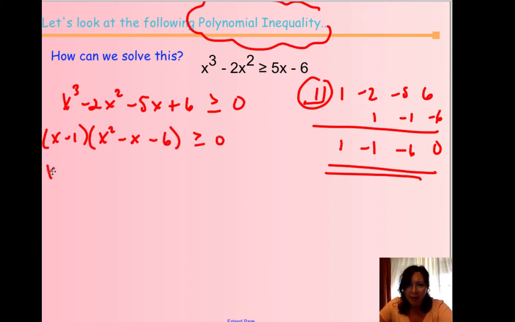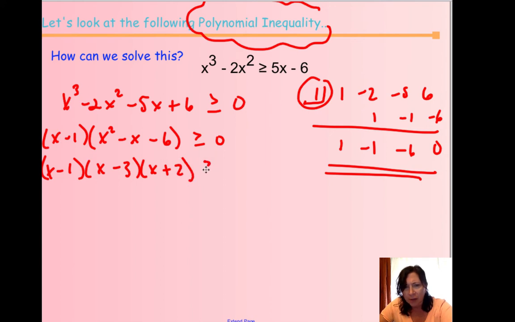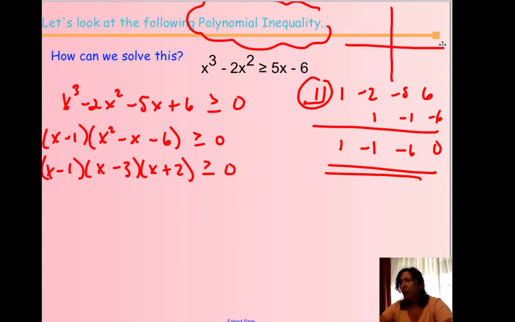Factor again. So we have x minus 1, and then we have x minus 3 and x plus 2 greater than or equal to 0. Now, I do want to make a note that graphing this, I can definitely graph this, but when we're doing polynomial inequalities, you can graph or you can use sign pattern testing. You could do either one. So a lot of people will be like, I don't have to use sign pattern testing. I know what the graph looks like. I'm just going to graph it.